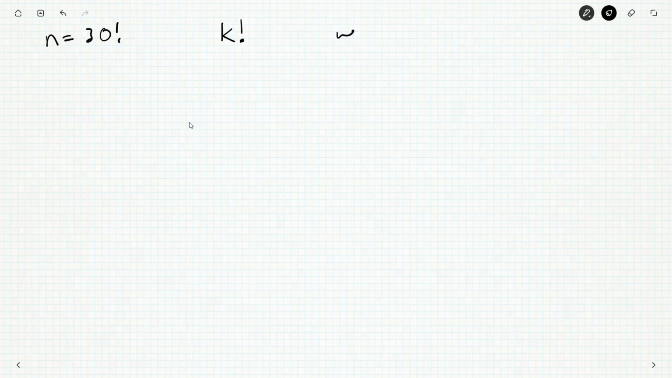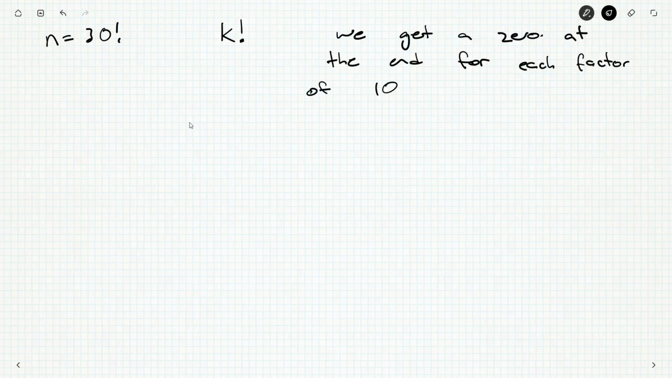So we get a 0 at the end for each factor of 10 in the number. Now that doesn't mean 10, 20, 30, so there's going to be 3 zeros. No, no, no. How do we make a 10? It's a 2 times a 5, and that's what we need to consider.